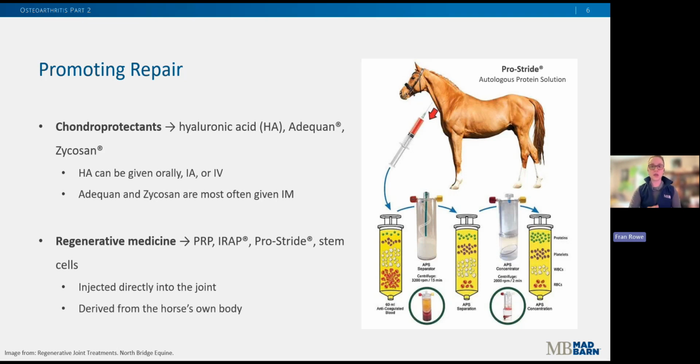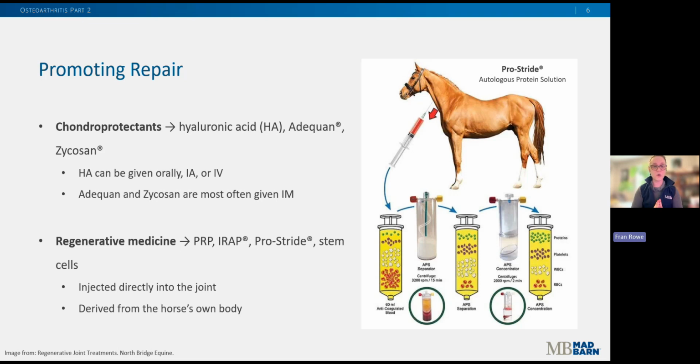Some of the chondroprotectants you guys might be most familiar with are hyaluronic acid, or HA, and glycosaminoglycans like Adequan or Pentosan. So HA can be given orally in an oral supplement. It can be given IV in the vein, which would be Legend. It can also be combined with steroids and injected directly into a joint, which is also very commonly done.